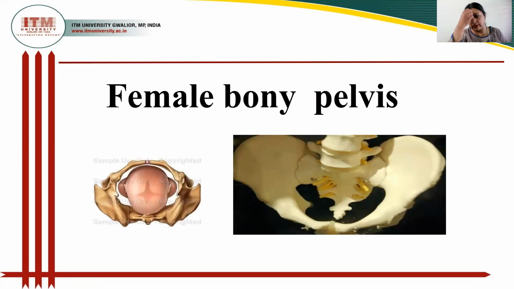Here is a picture of a female bony pelvis. You can see in the picture that the baby's head is being shown, so how the baby is passing through, and this is an ideal picture of the pelvis. In this pelvis, you can see the back portion, that is the sacral part. It has two parts, this is the flared part, which we call the ilium bones. One by one we are going to see now.